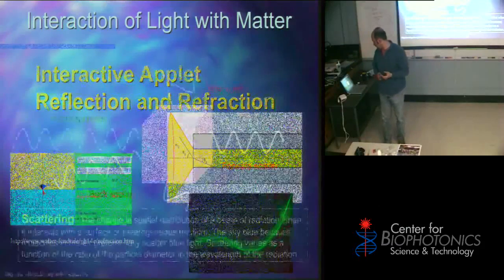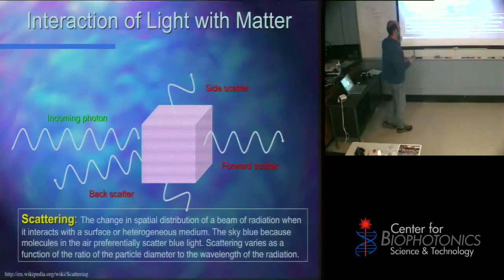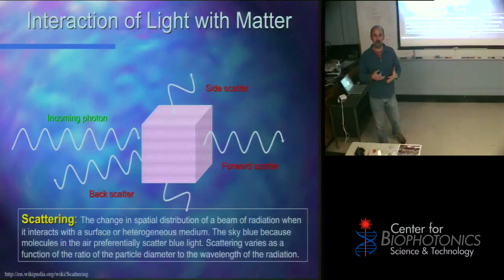So the other thing that can happen is scattering. And scattering is basically, I've got an incoming photon, it hits this material, and some of it goes to the side, some of it goes forward, some of it comes back. And it basically varies as a function of the ratio of the particle diameter to the wavelength of the radiation. So depending on what light I bring in and the size of these particles that make up this material, I'll get different amounts of forward scattering, side scatter, back scatter. Let me show you an example of that.